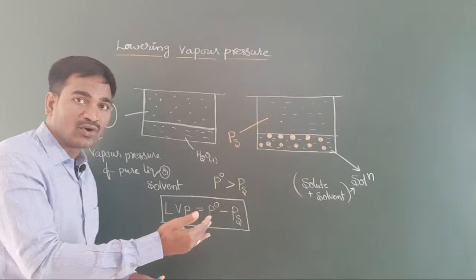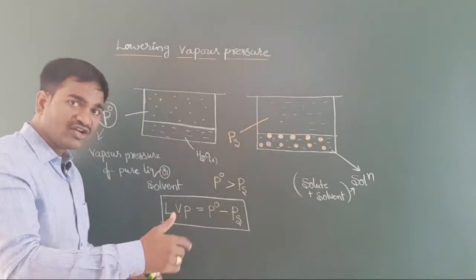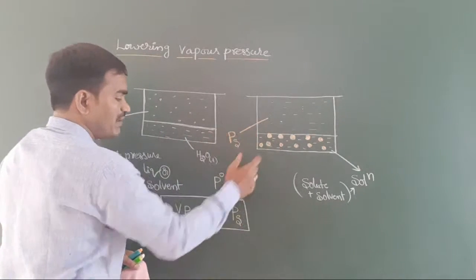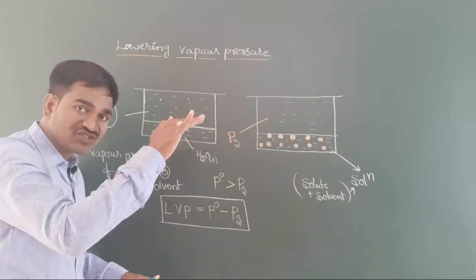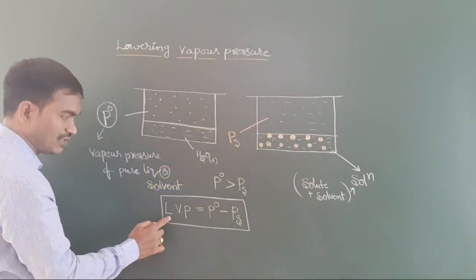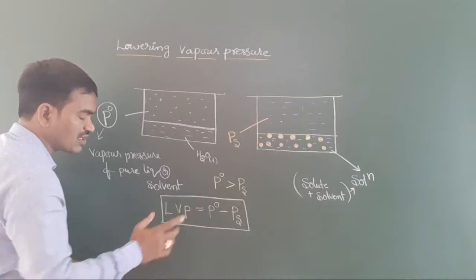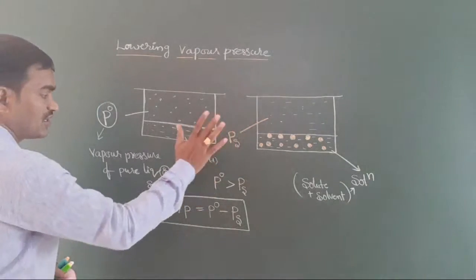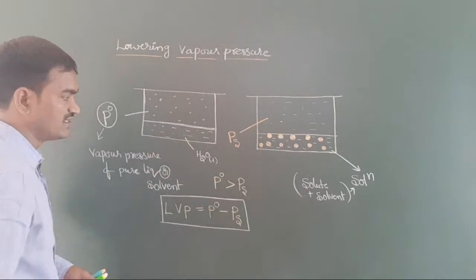If you want to know how much the vapor pressure has decreased, P naught minus PS should be taken. Whenever you take that, you can find out how much the vapor pressure is reduced. Have you got it? So this is called lowering vapor pressure of the solution. How much the vapor pressure of the solution is lowered, you can find out like this. Is it clear?